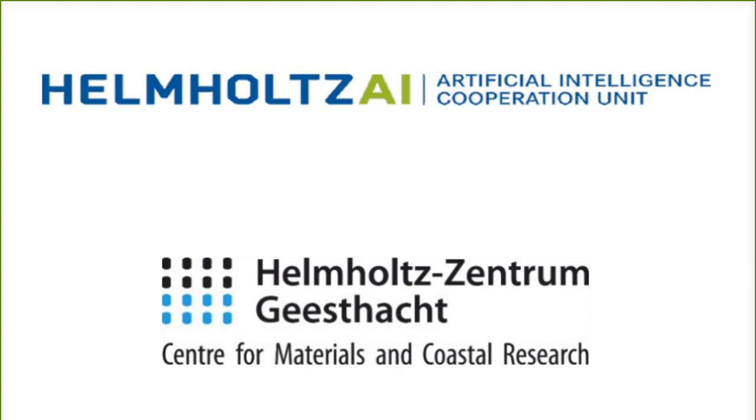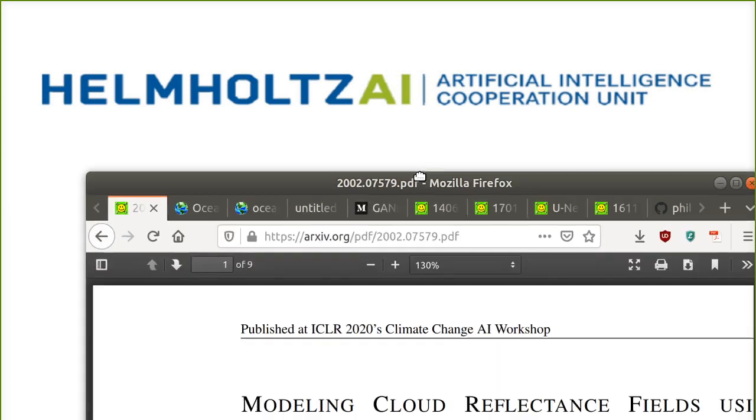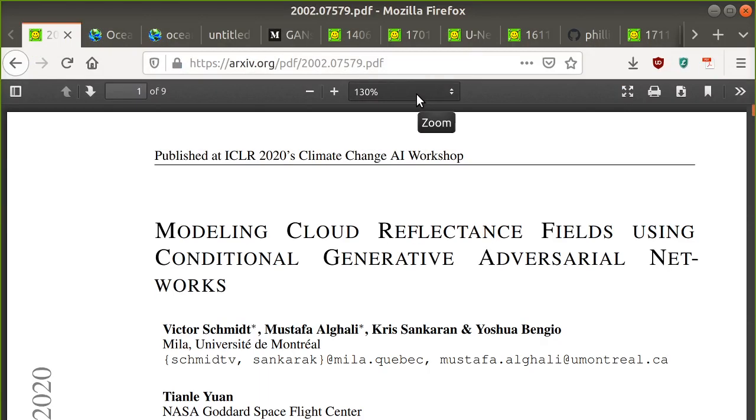Today we are covering a really interesting paper which uses generative adversarial networks to generate cloud reflectance patterns on a large-scale data set. We're going to talk about this paper, what they're trying to do, why they're trying to do it, and go through this myriad of different machine learning tricks they use, which really goes right up to the bleeding edge of what's possible with these frameworks today.